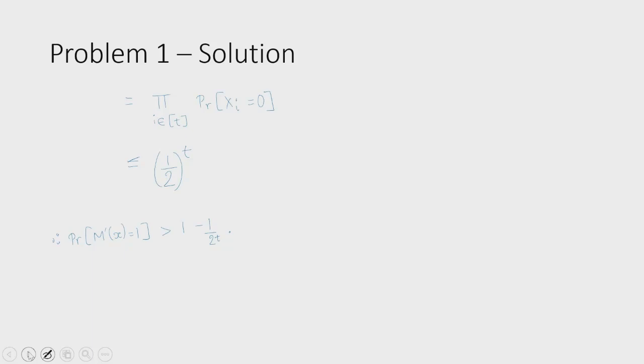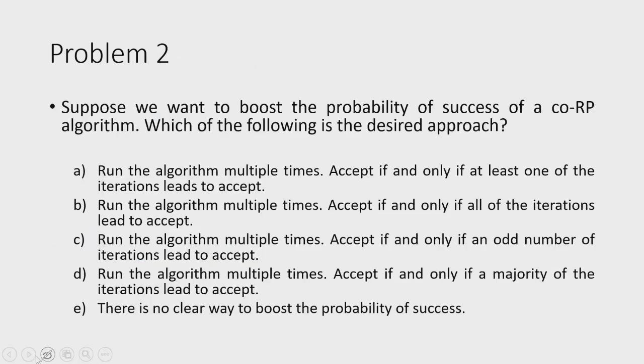Okay. The next problem is sort of complementary. It's for co-RP. Suppose we want to boost the probability of success of a co-RP algorithm. Which of the following is the desired approach? A. Run the algorithm multiple times and accept if and only if at least one of the iterations leads to accept. B. Run the algorithm multiple times and accept if and only if all the iterations lead to accept. C. Run the algorithm multiple times and accept if and only if an odd number of iterations leads to accept. D. Run the algorithm multiple times and accept if and only if a majority of iterations lead to accept. E. There is no clear way to boost the probability of success.